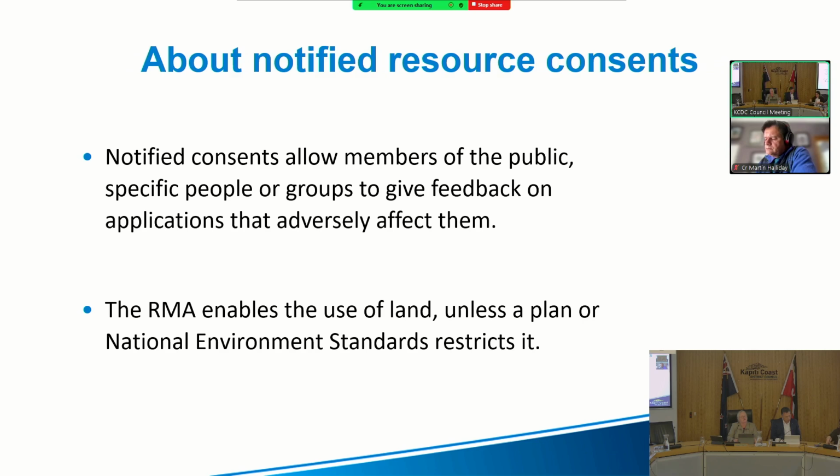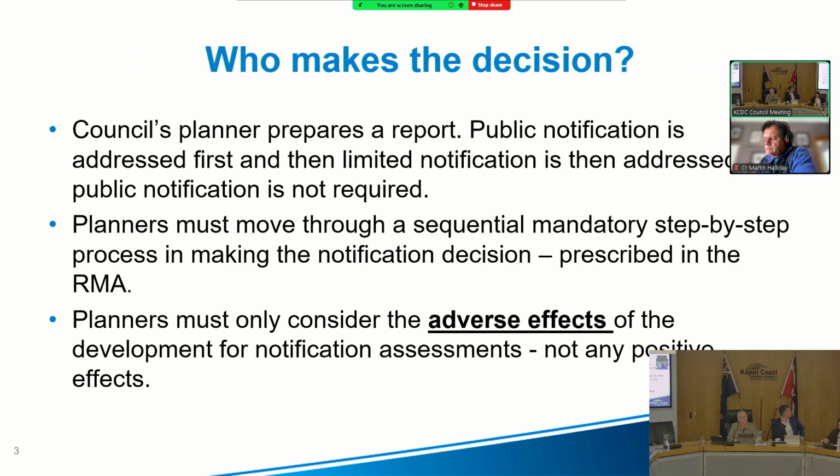Okay, so I'll jump into it. So who and how do we make the decision of notification? As consent planners, we prepare a notification report, and we first consider whether the application meets the criteria or the thresholds for public notification. These thresholds or criteria are prescribed in the RMA, and it's very prescriptive and limited in terms of what we can consider.